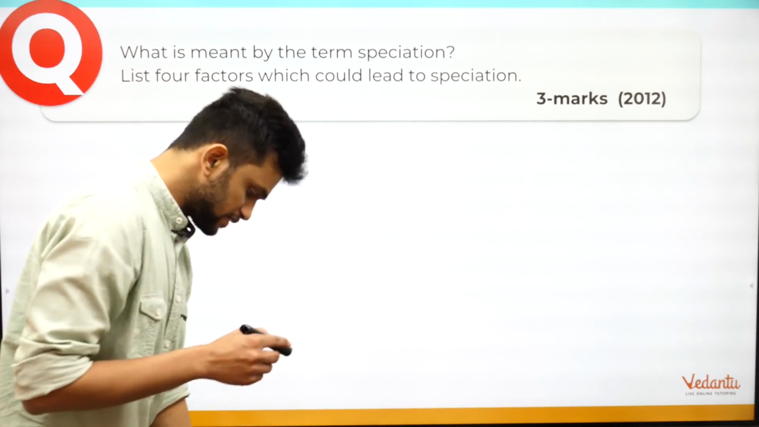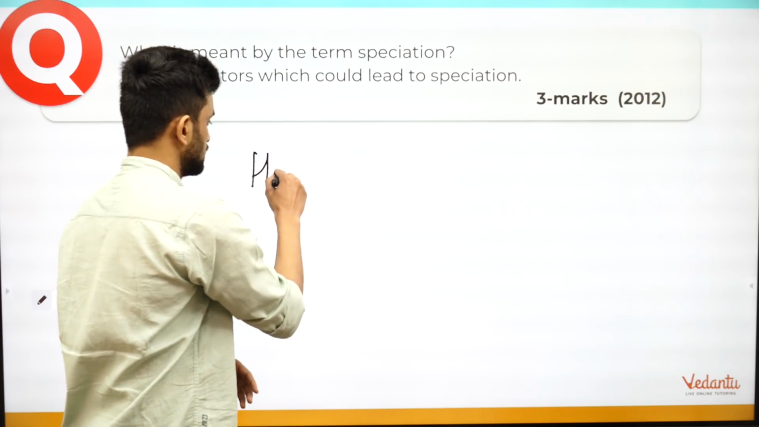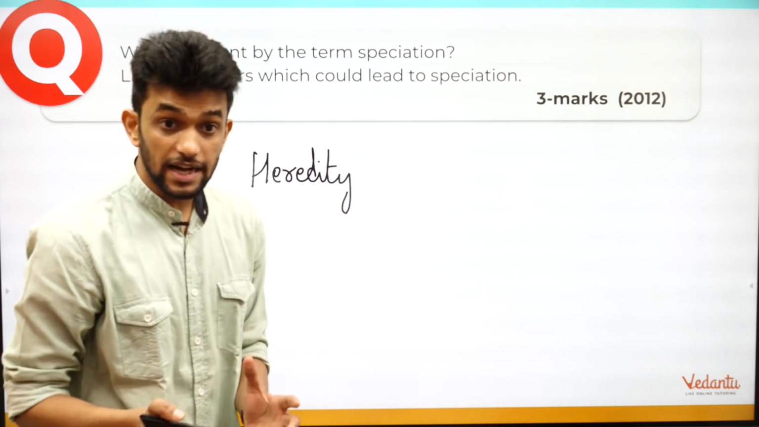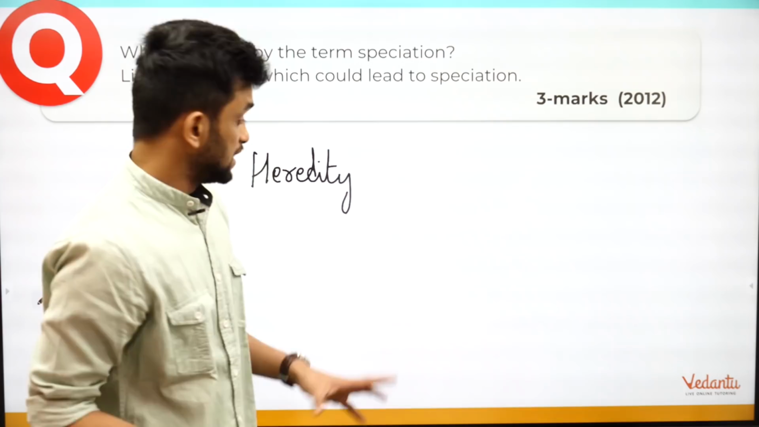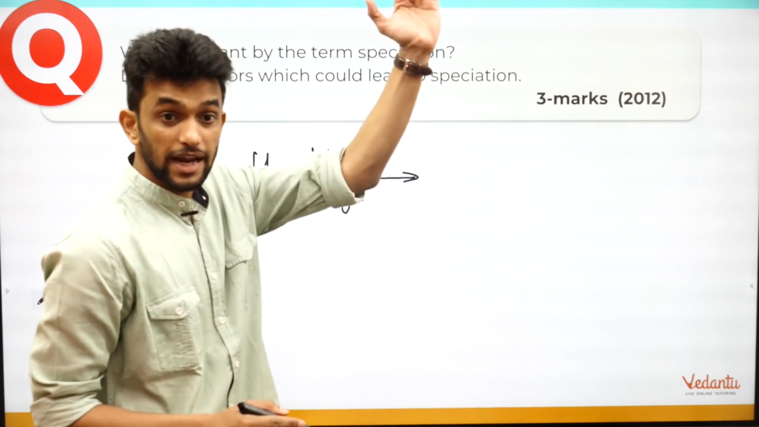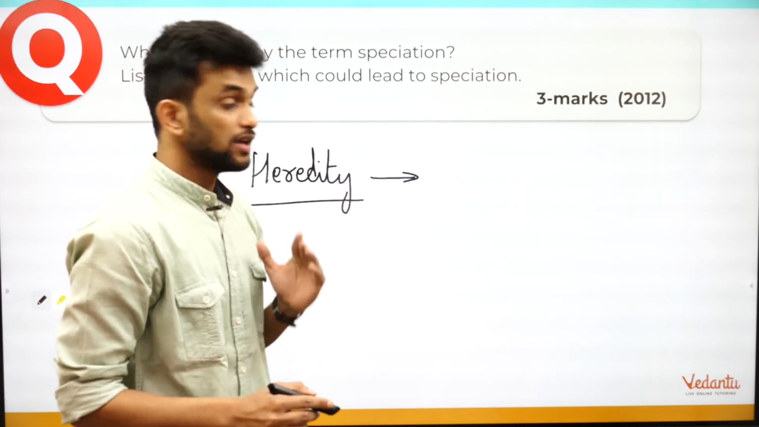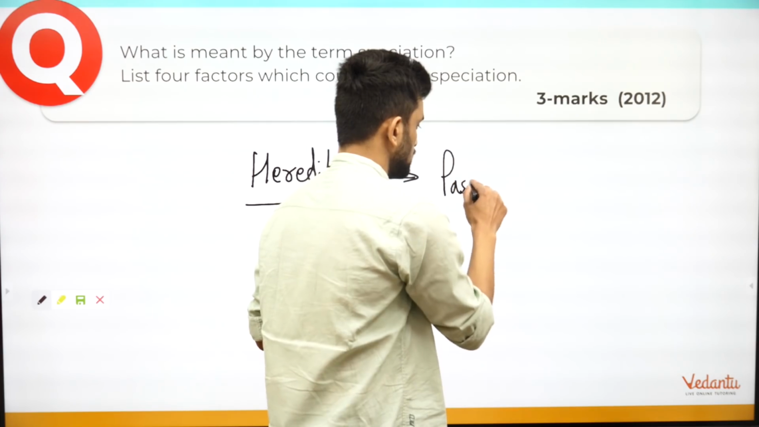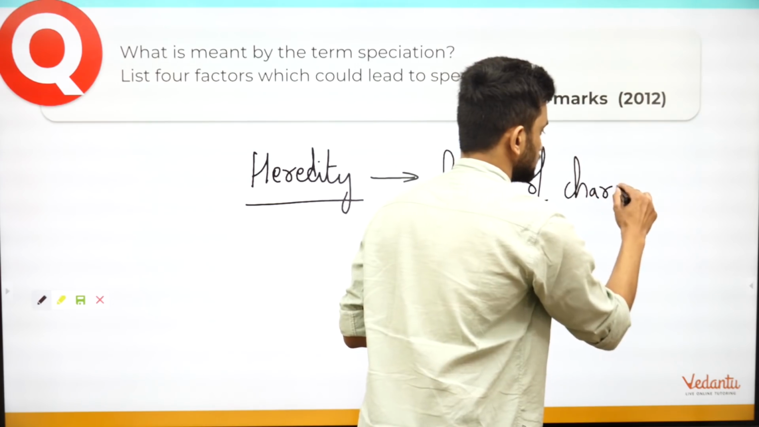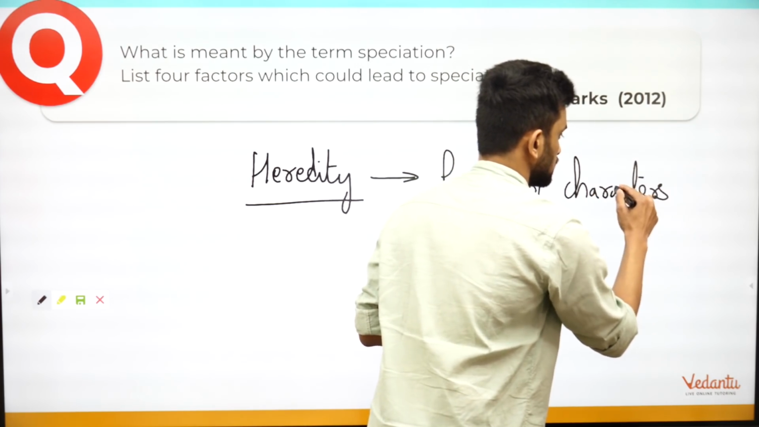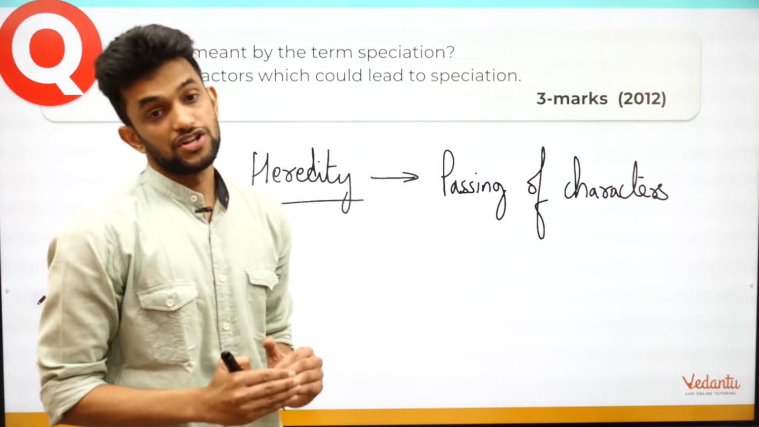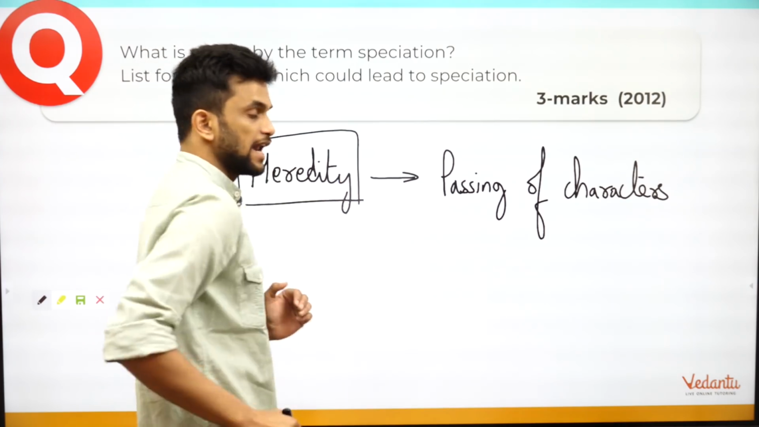First of all, what is heredity? We are studying heredity and evolution, so we should know what heredity is. Heredity is the passing on of characters from parents to the next progeny, the next generation. That is what we study in heredity.